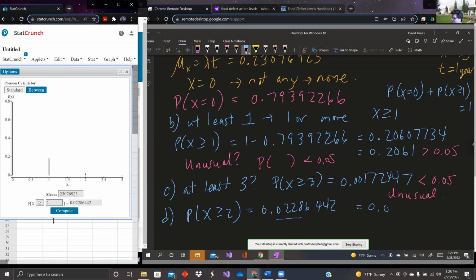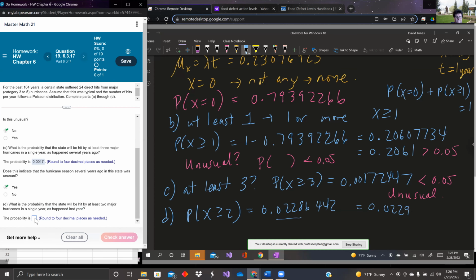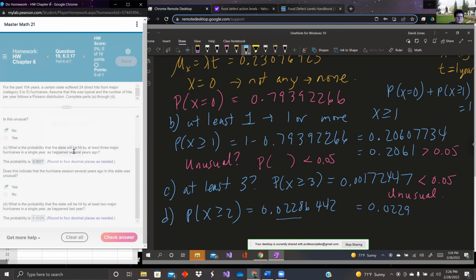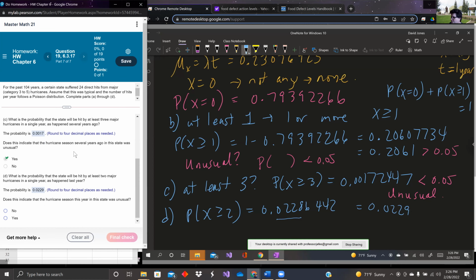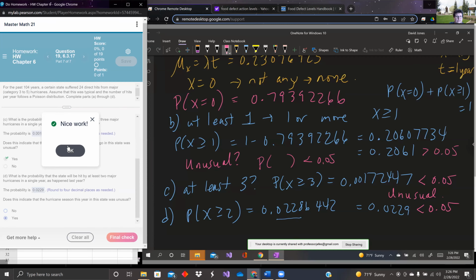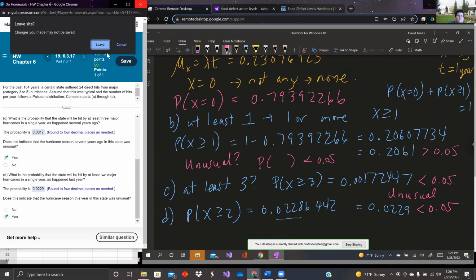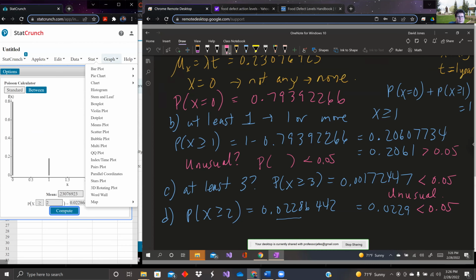or 0.0229. And this is also less than 0.05. So that's unusual. And that's it for that question. And that'll wrap up chapter 6.